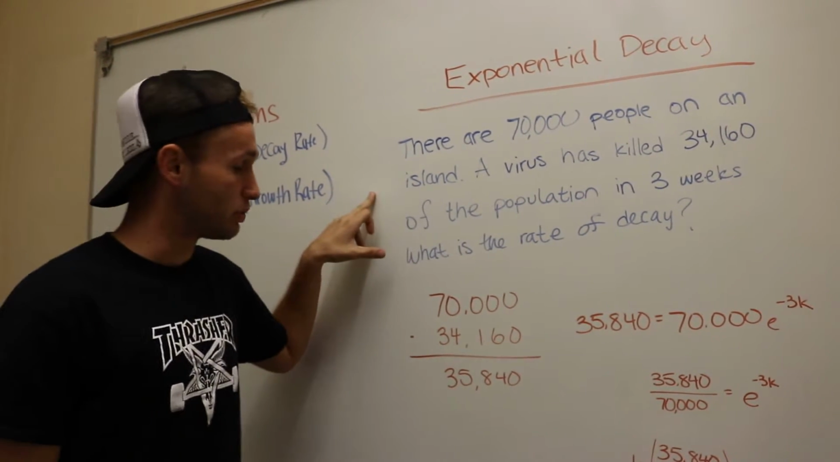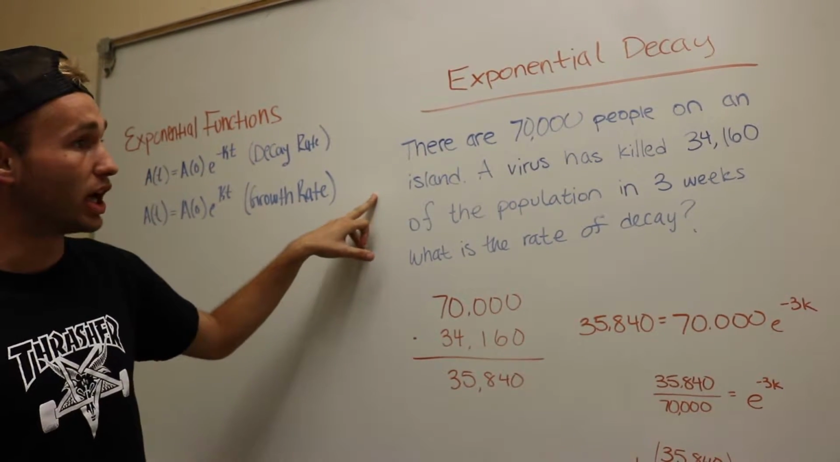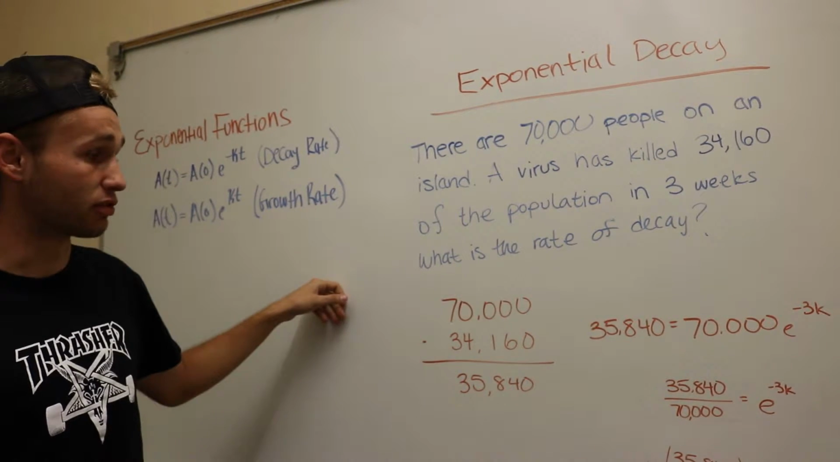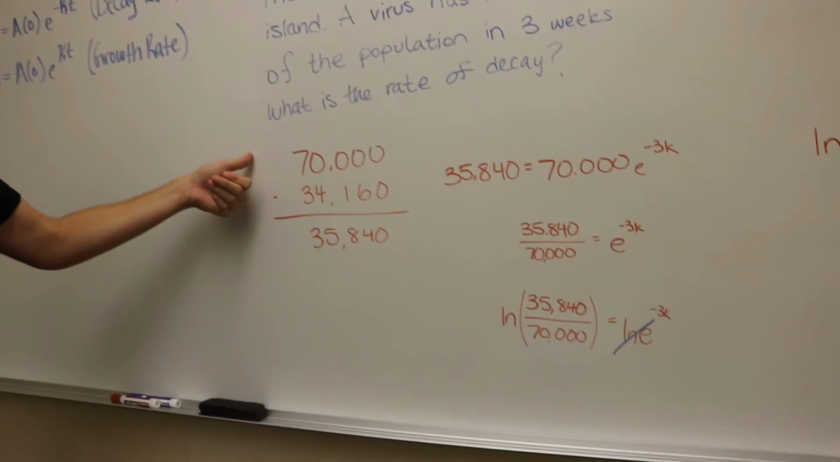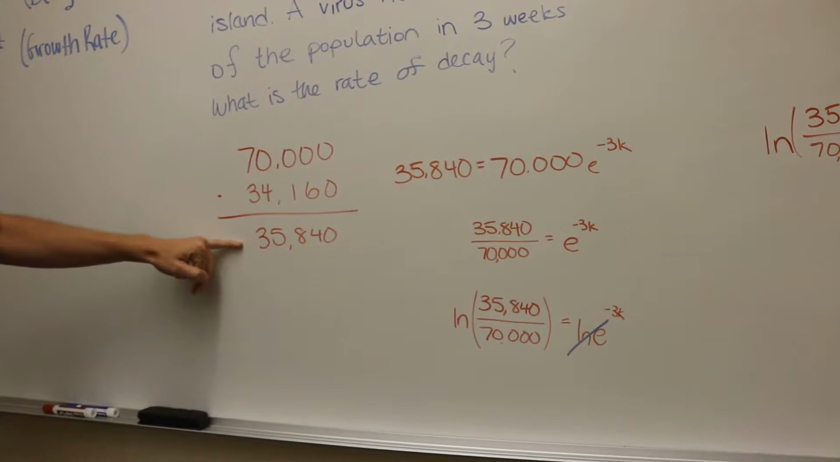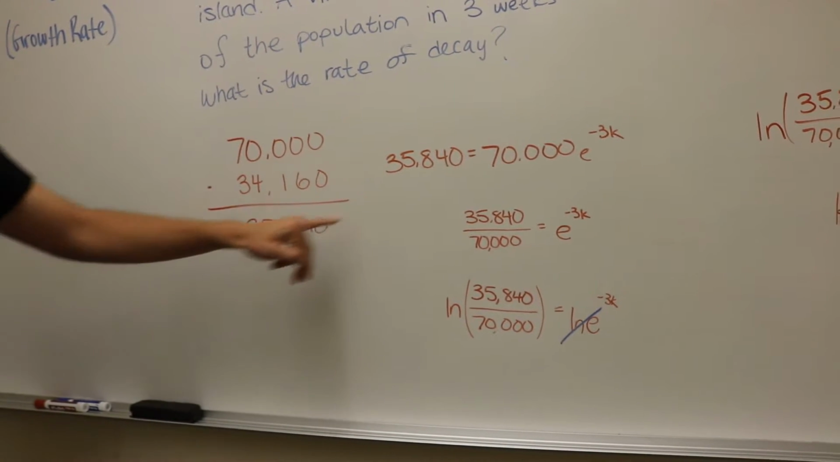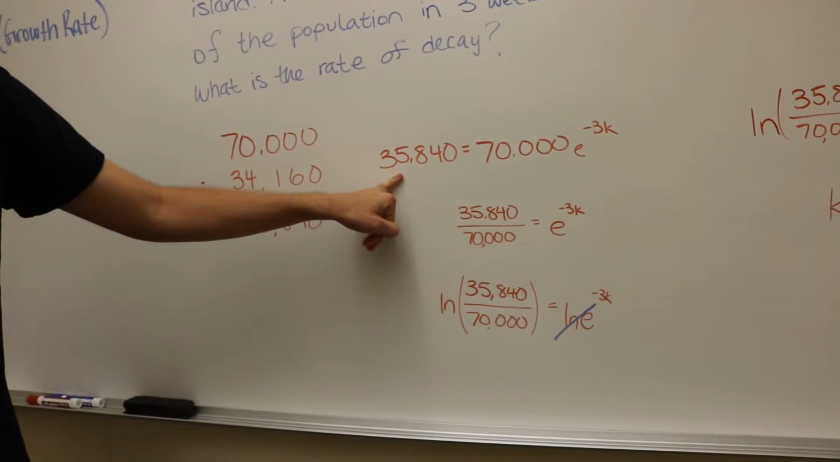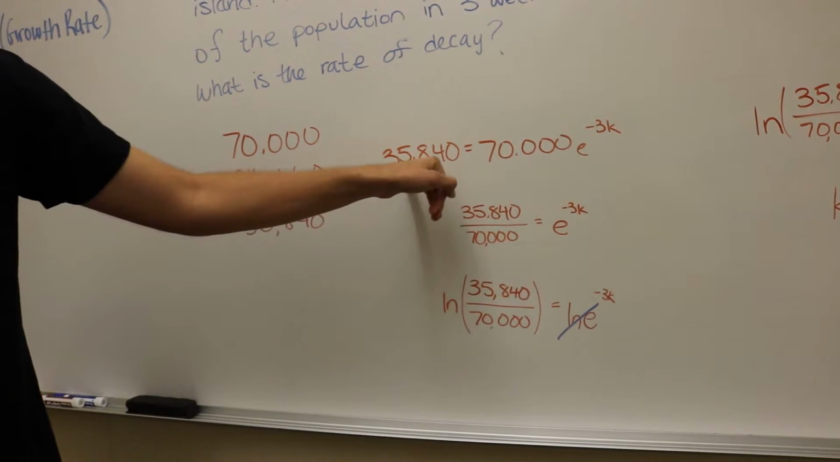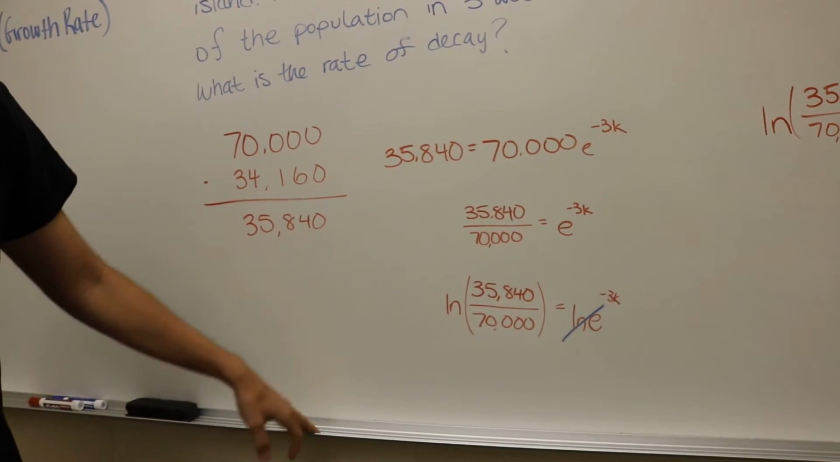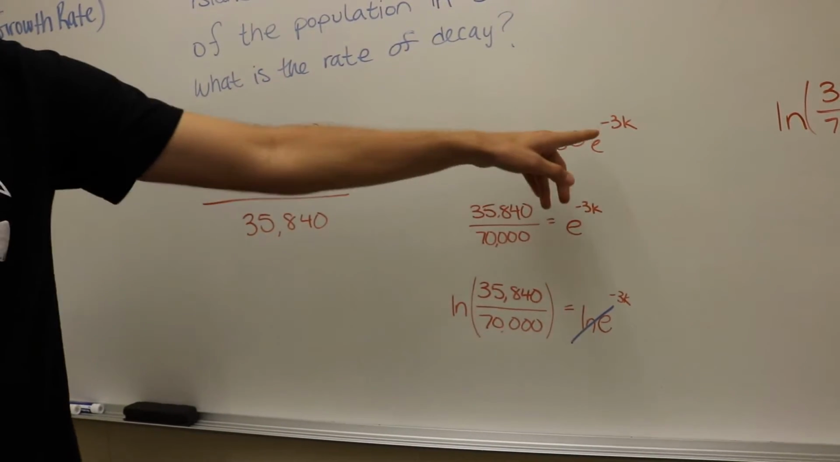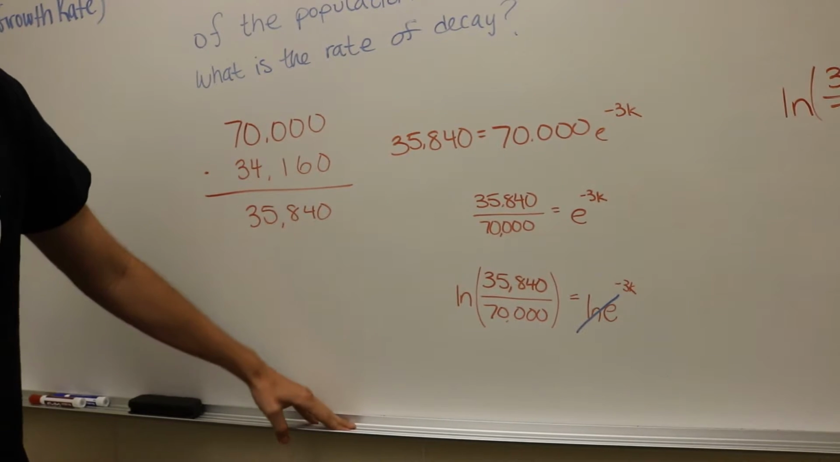So what we want to do is find exactly how much of our population we actually have after 3 weeks. So we take how many we've killed off versus the initial amount, and we get the number 35,840. We can plug that into the left side of the equation, and we'll get 35,840 equals 70,000 e to the negative 3k, because we have 3 weeks and a negative k as our decay rate.